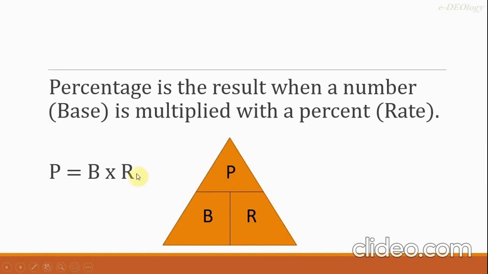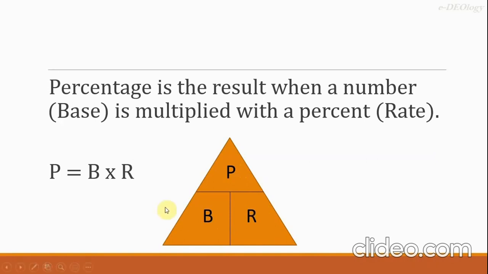With this formula, it is helpful if we have this triangular formula also. So the P is here on top with the B and the R at the bottom. Suppose we want to get the value of P. If I'm going to cover this P with my hand, I will see the B and R only, and as you see there, the B and R is placed together, so it is to be multiplied.